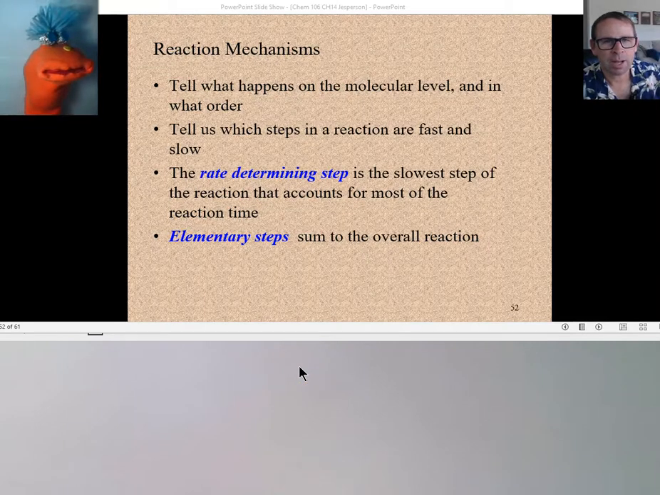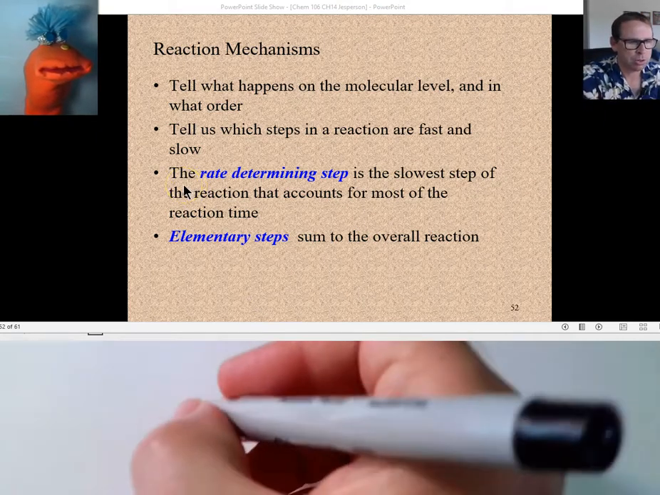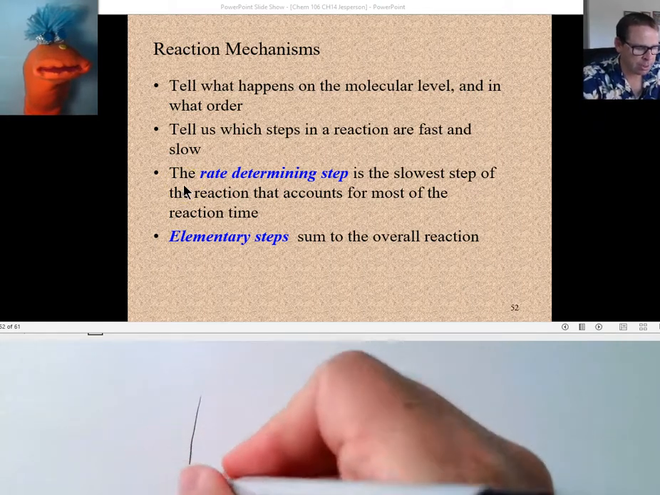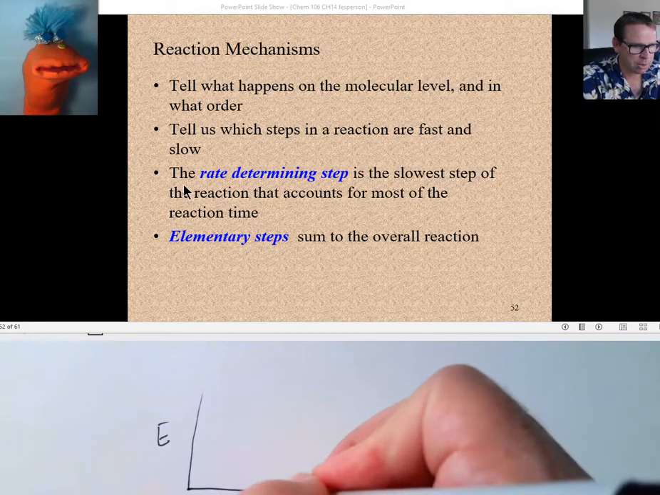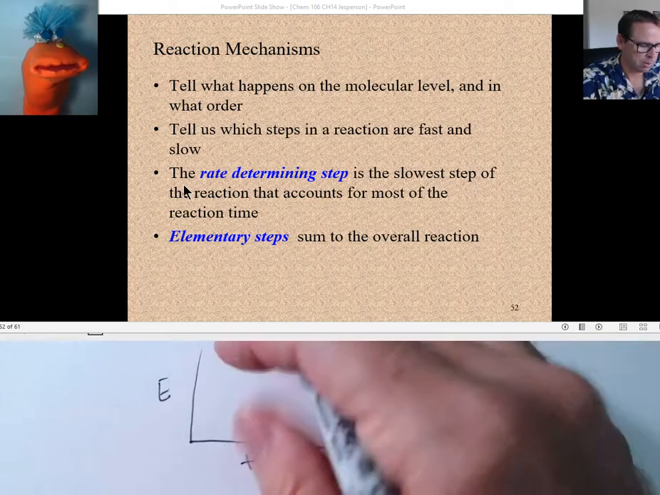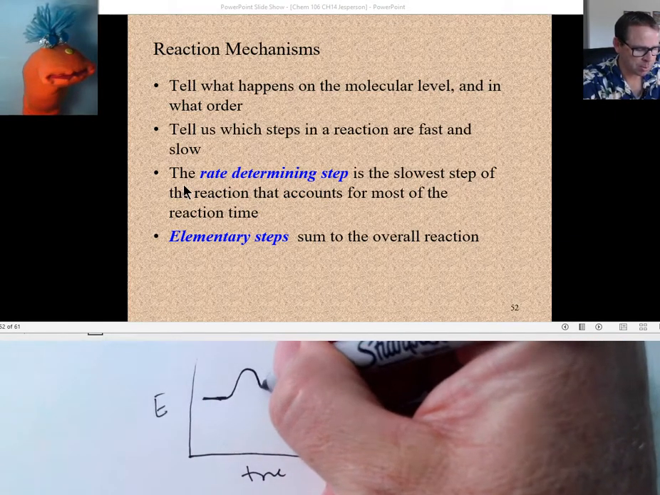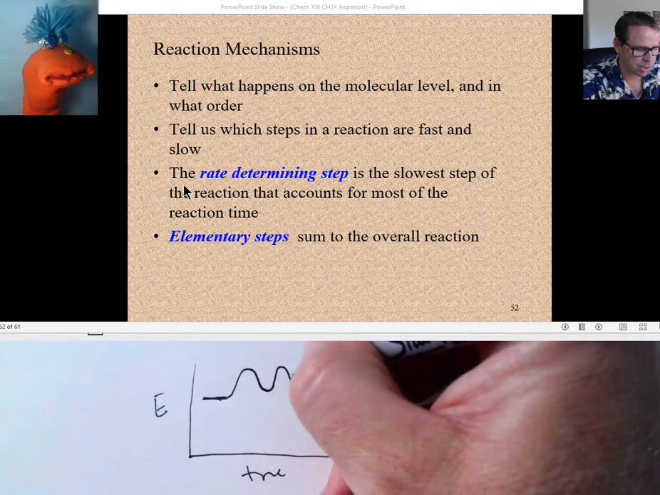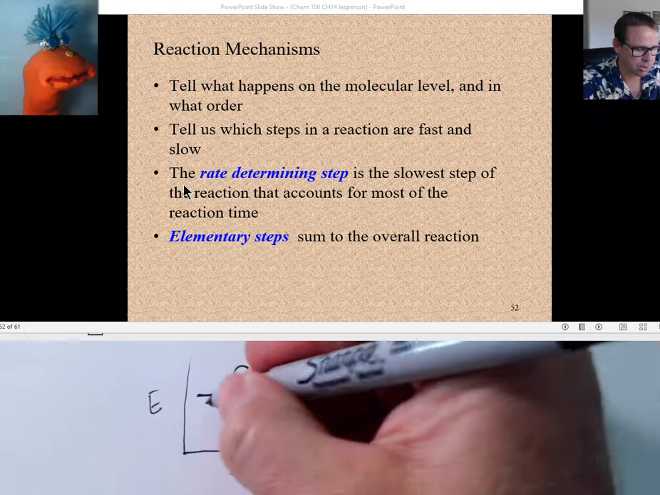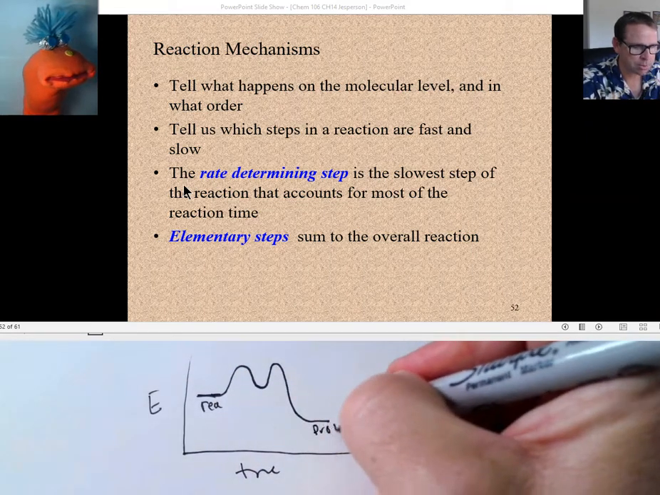All right, let's talk a little bit now about reaction mechanisms, and how the rate is related to a reaction mechanism. In a reaction mechanism, we have different steps that can occur. We already talked about an energy diagram, for example, energy versus time, where we have our reactants, there is an activation energy, and then perhaps there's an intermediate with another activation energy, and then some products. So here's our reactants, here's our products.